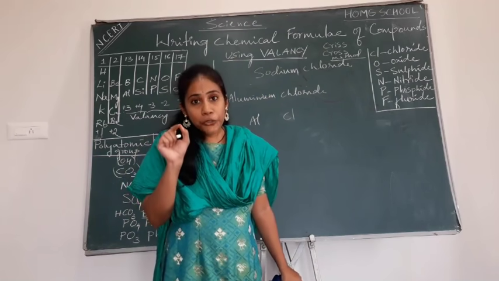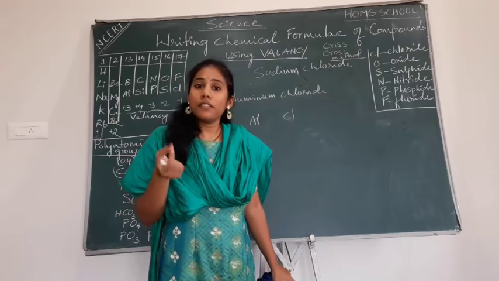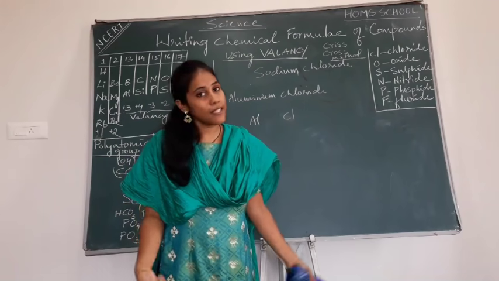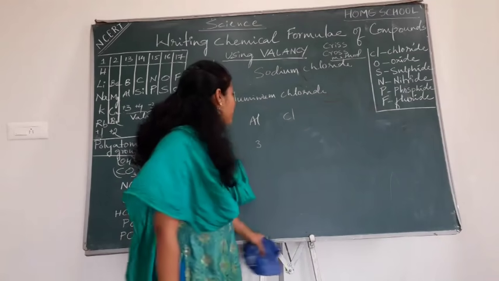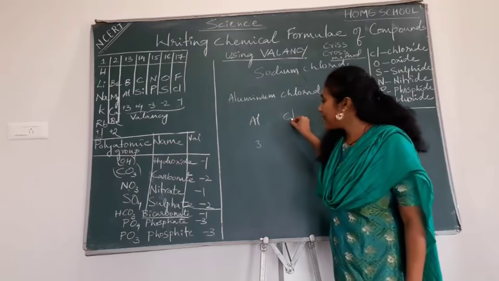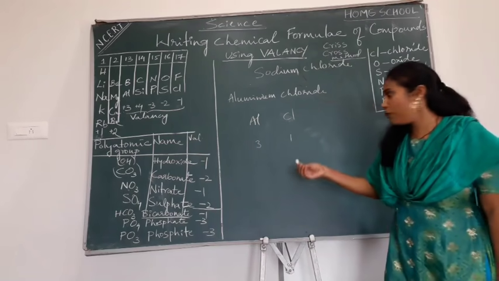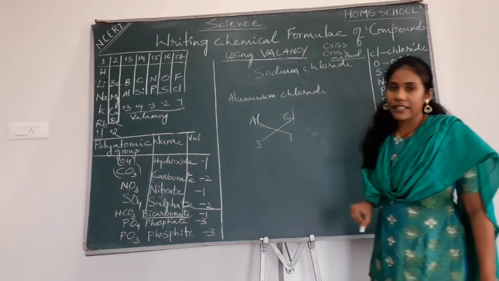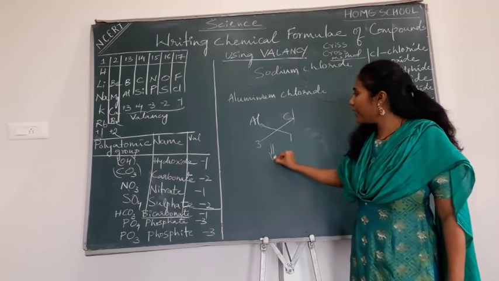So these are the two important points that you have to remember for writing chemical formula. If you don't know this, you can't write. Okay. Fine. And now chloride is nothing but Cl. We have written its symbol. Its valency is 1. Now what you have to do? This number you should write here. This number you should write here. So in that case, what do you get?